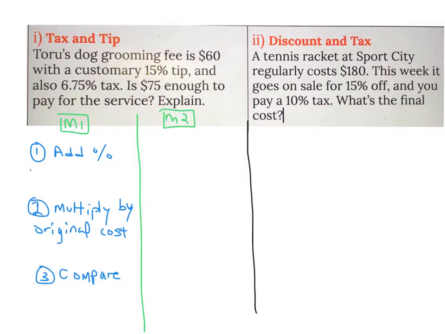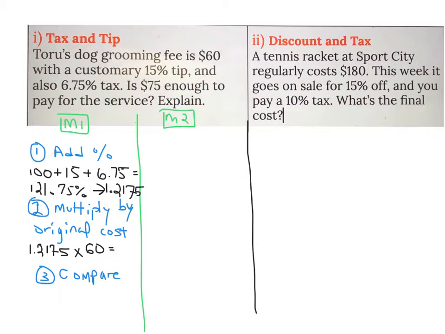Okay, so step one, we're going to add our percents. 100% represents the actual cost plus the 15%, which represents the tip, plus the 6.75%, which represents the tax. If you add all of that together, you're going to get 121.75%, or 1.2175.